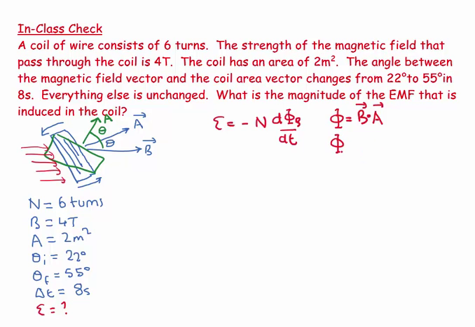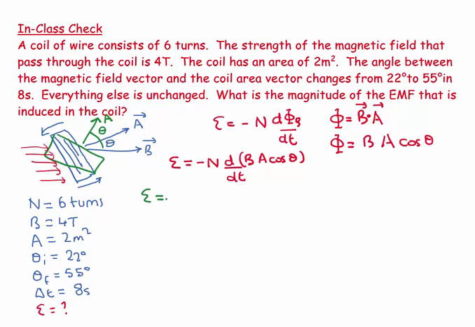And this equals my B times the size of my area times the cosine of the angle between them. So it's the strength of this magnetic field, and the size of that area, multiplied by the cosine of the angle between. That's the dot product. So if I substitute in, I can say E is equal to minus N, and then d by dt of B A cosine theta.